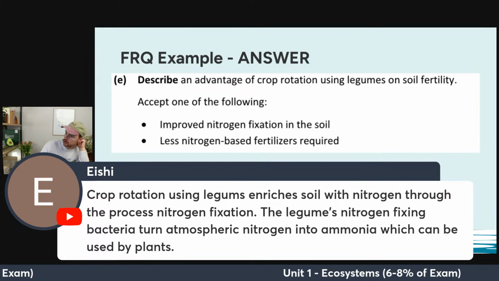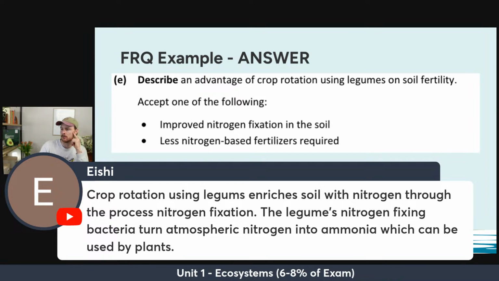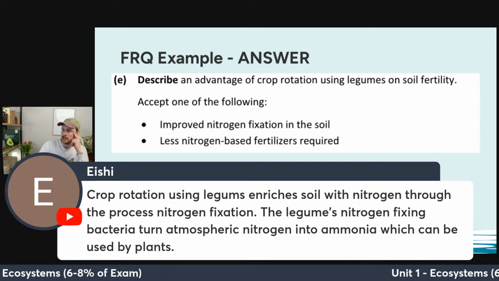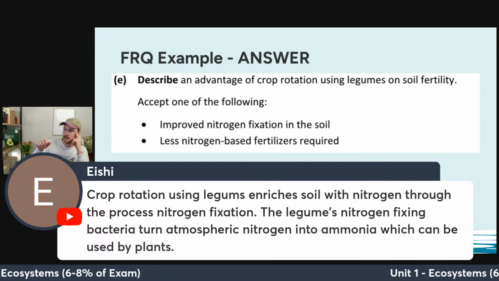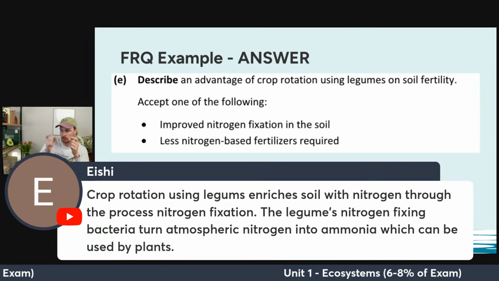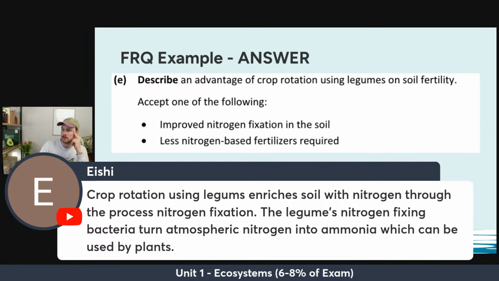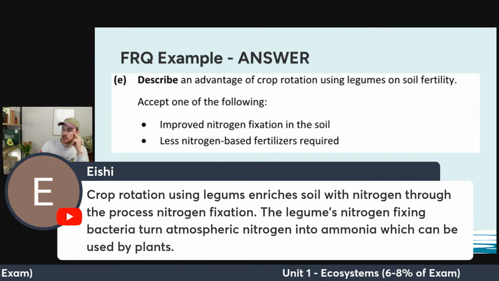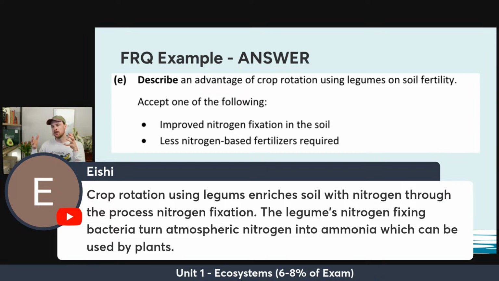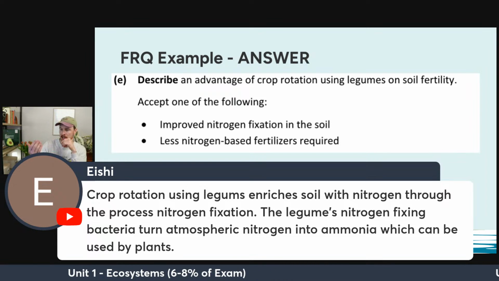Improve nitrogen fixation in the soil. Less nitrogen-based fertilizers are required. I think you're probably going to get this point if this was your answer on the exam, because the fact that you're saying the legumes' nitrogen-fixing bacteria, you're really pointing your reader to saying, hey, I know that these fixing bacteria are in the root nodules in the soil. So even though you didn't say improve nitrogen fixation in the soil, you've said it's nitrogen fixation. You've clearly stated it's into ammonia, which can be used by plants. So a lot of your evidence is aiming at that you understand it's in the soil.